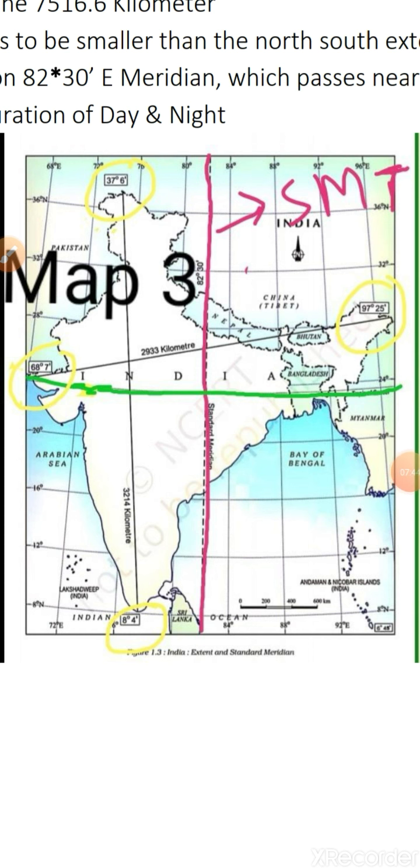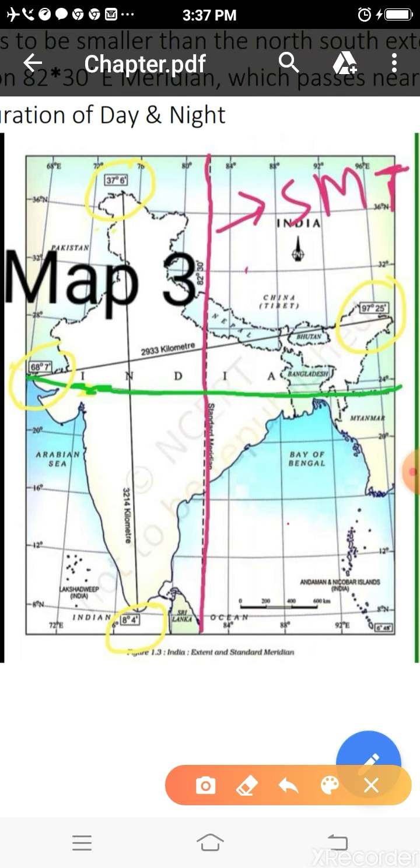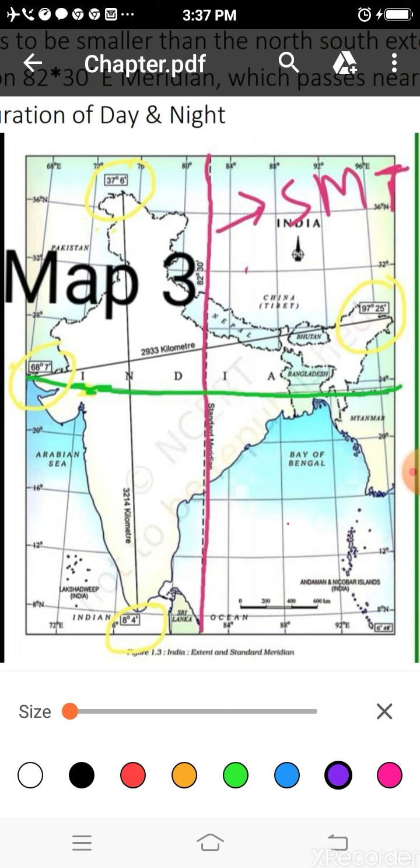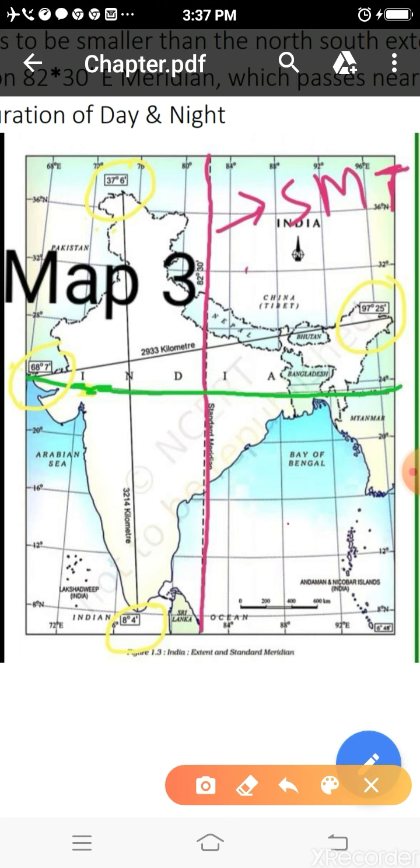Children, as the equator divides our earth into two parts, in the same way the Tropic of Cancer also passes and divides our earth into two parts. Here one important thing you have to understand is that the Tropic of Cancer passes through 8 states: Gujarat, Rajasthan, Madhya Pradesh, Jharkhand, Chhattisgarh, West Bengal, Tripura, Manipur. 1, 2, 3, 4, 5, 6, 7, 8. These are the 8 states from where the Tropic of Cancer passes.